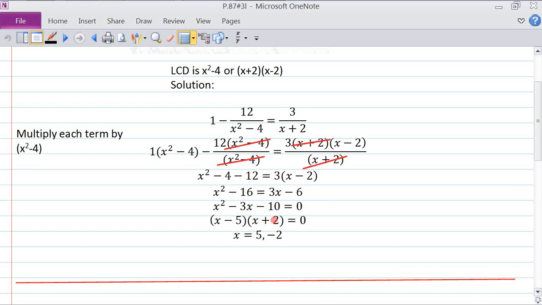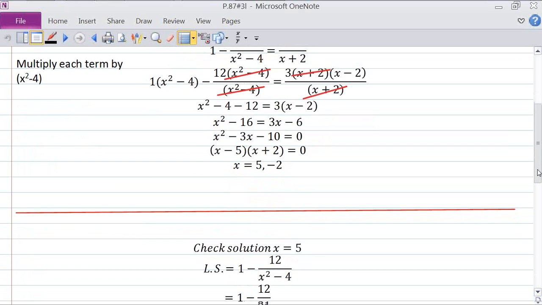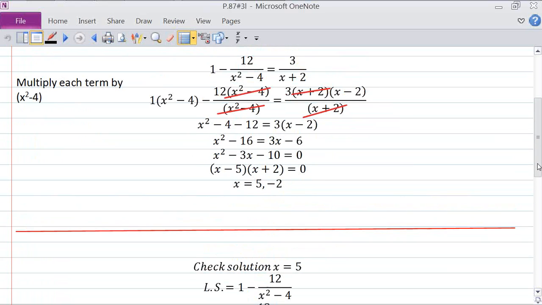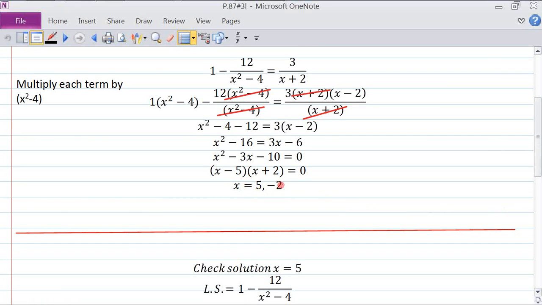As you can see, the outer is plus 2x. The inner is minus 5x. Minus 5x and plus 2x gives me minus 3x. And the last times the last gives me the minus 10. So the factors are x minus 5 and x plus 2. Excuse me, the solutions are x equals 5 and x equals minus 2. When I put x minus 5 equal to 0, I get x equals 5 as one solution. I put x plus 2 equal to 0, x equals minus 2 is another solution.